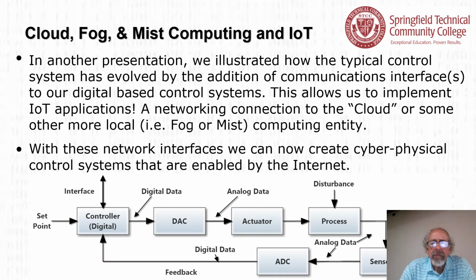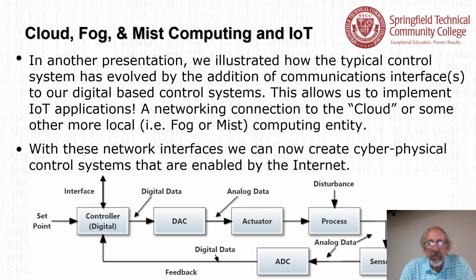On this slide, you see the classic closed loop control system down below. And in another presentation, we illustrated how the typical control system has evolved by the addition of communication interfaces to our digital-based control systems. So what does this do? This allows us to implement IoT applications. A networking connection to the cloud or some other more local, i.e. fog or mist computing entity. With these network interfaces, we can now create cyber-physical control systems that are enabled by the internet.